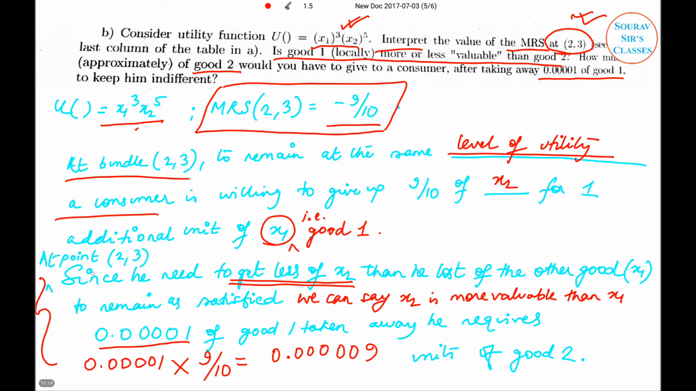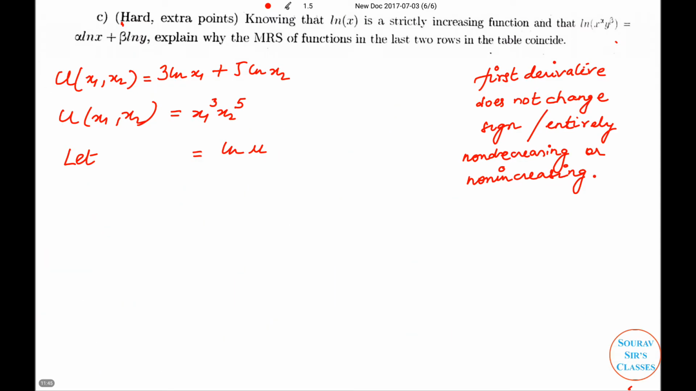That means at point 2, 3, since he needs to get less x2 than he lost of the other good to remain as satisfied, we can say x2 is more valuable than x1. And if 0.00001 of good 1 is taken away, he requires 0.000009 units of good 2 so that the level of utility for the consumer remains unchanged. So this is the last part of this particular sum.